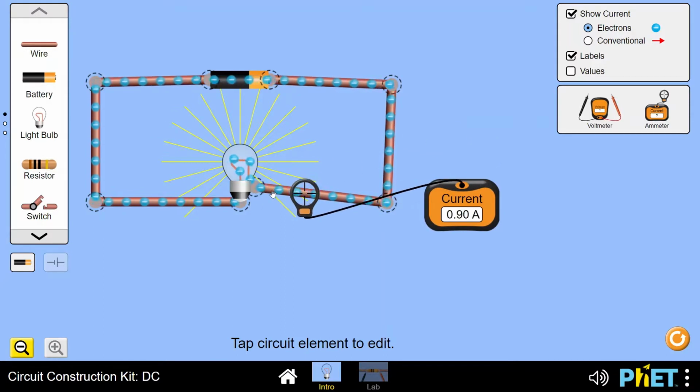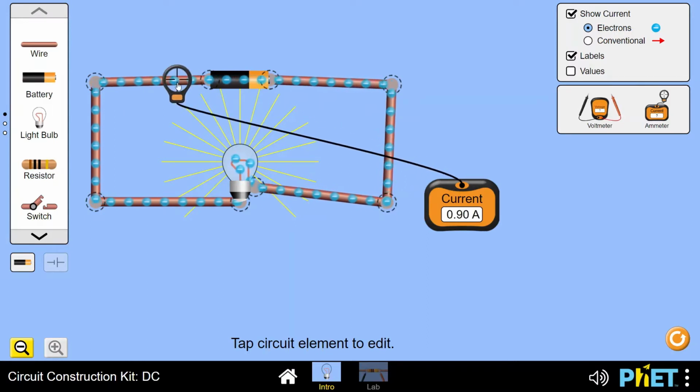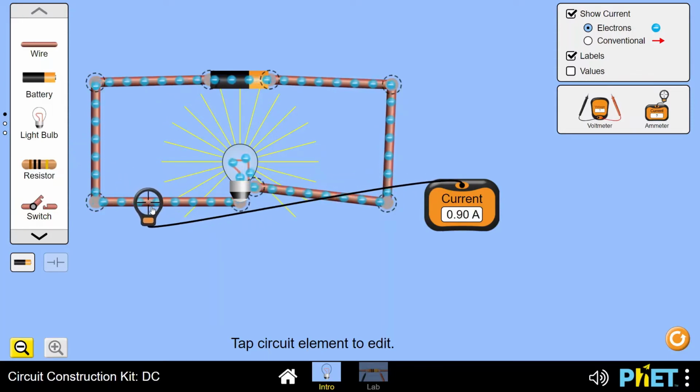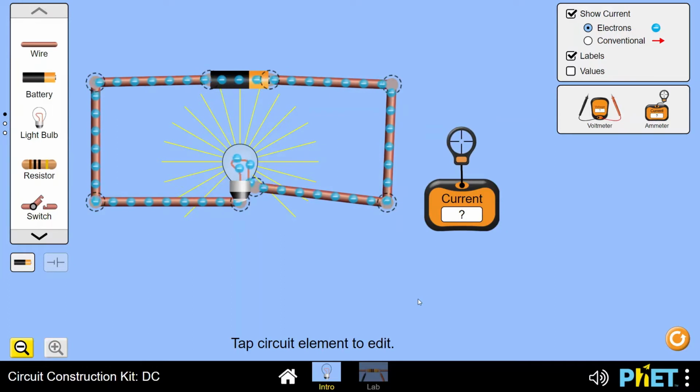0.9. We've got 0.9 amps going through the bulb. We've got 0.9 over there. 0.9 here. Coming straight out of the negative there, we've got 0.9. Yeah, it's 0.9. The current is 0.9 everywhere we go in that circuit.